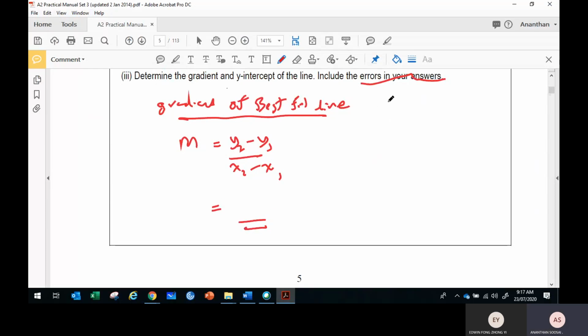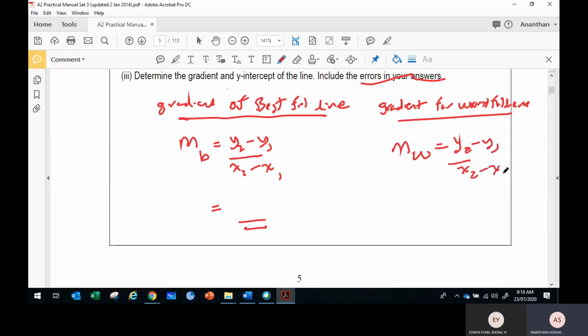But at the same time, at the side, you must find the gradient for the worst fit line too. Worst fit line, the same treatment. So find the gradient for the worst fit line. The coordinates you must take are the coordinates of the worst fit line. So y2 minus y1 over x2 minus x1 again. So you get the gradient for the worst fit line. Best fit line, worst fit line, both must be done concurrently.